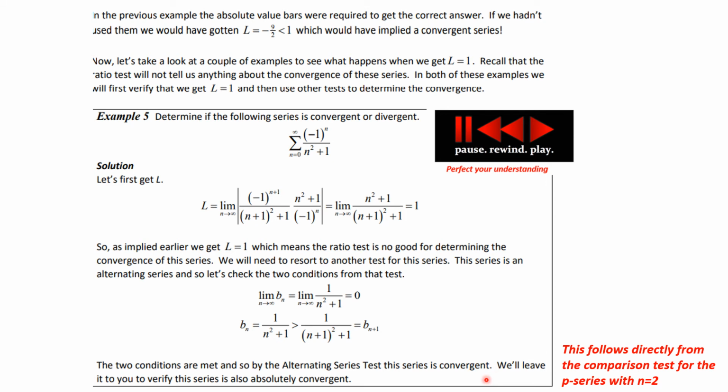And so another thing that you could have done is you could have taken the absolute value of this and compared it using a p-series test. And I guess this follows directly from the comparison test for the p-series with p equal 2, if you were taking the absolute values of that.